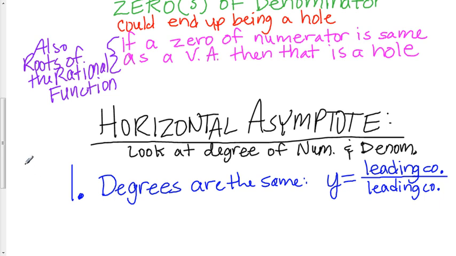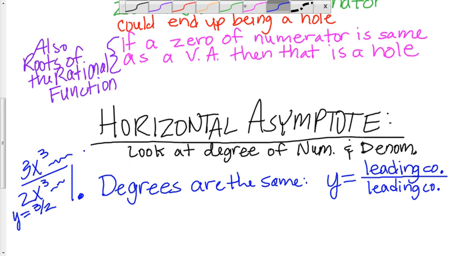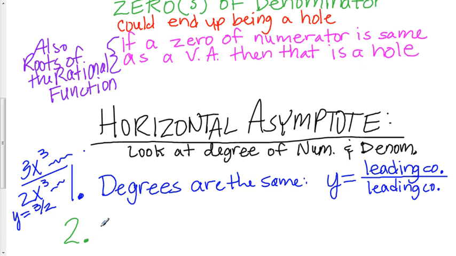So that would be if you had something like 3x cubed and stuff after it, and in the denominator it was maybe x cubed, or let's go 2x cubed, and stuff after it. Because the degrees are the same, then our horizontal asymptote would be y equals 3/2. So that's the first thing that can happen. Second one.